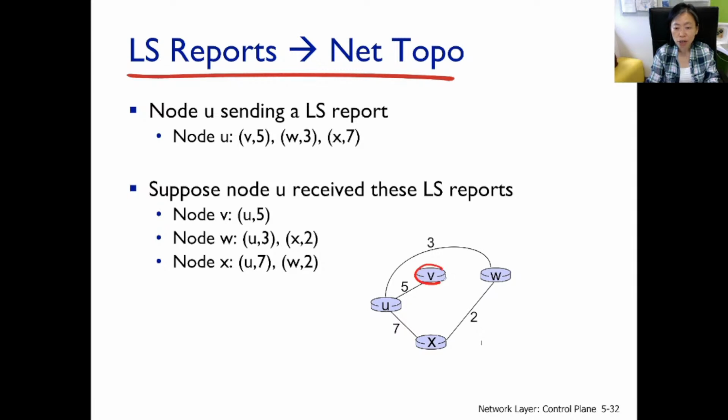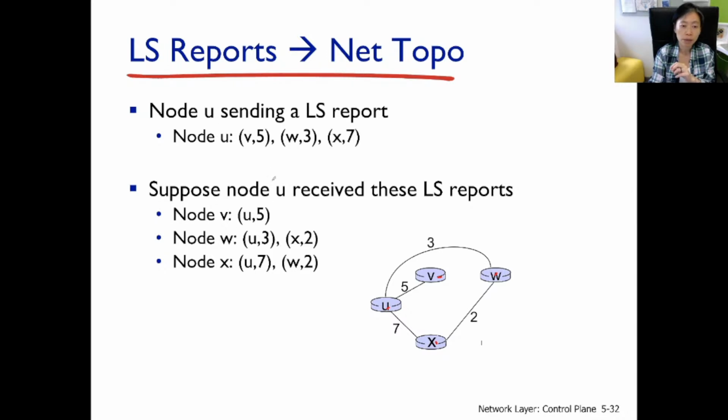Similarly, V is going to generate its link state report, which contains only one entry: it connects to U, link cost 5. The link state report from W should look like this: 2 neighbors, U and X, costs 3 and 2. The link state report from X contains 2 entries, U and W, link costs 7 and 2. Each of these nodes, U, V, W, X, is going to broadcast its link state report, and every node in the network is going to receive its own local information and every other node's link state report.